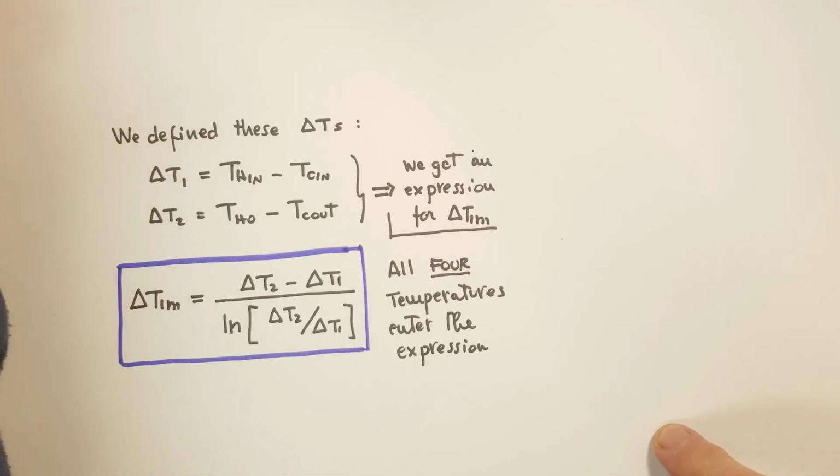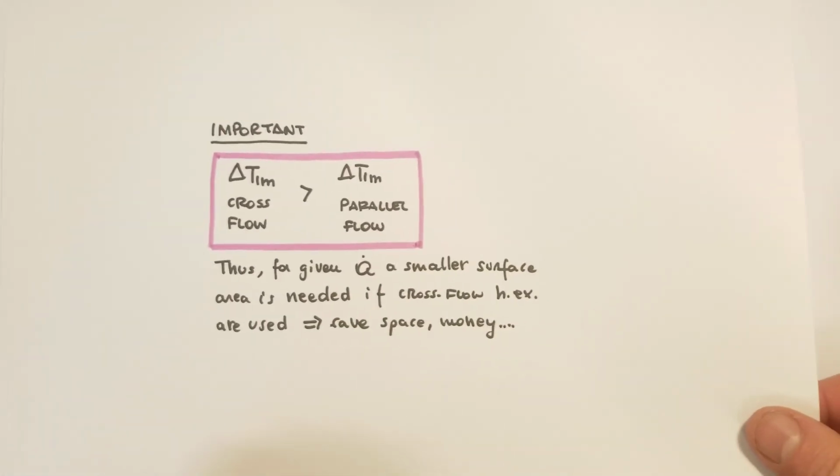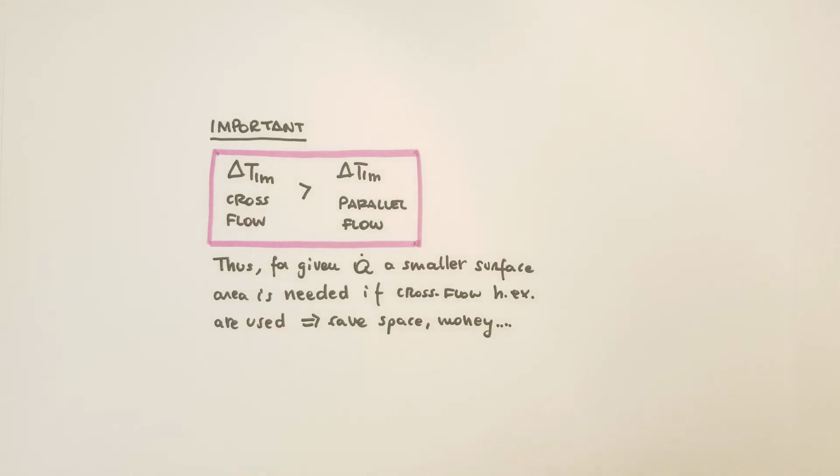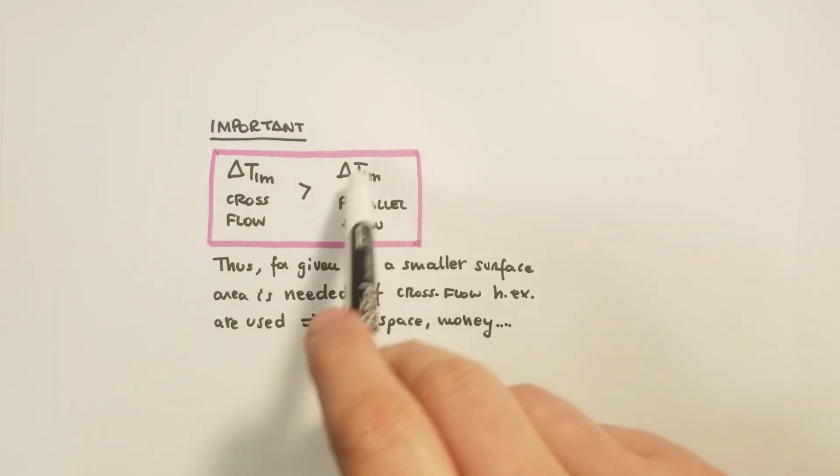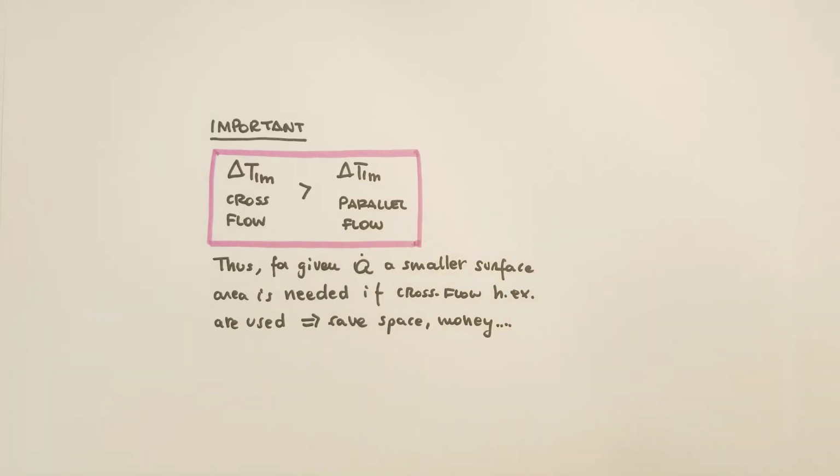What's important to remember in heat exchangers is that the delta TLM for a cross flow is always larger than the delta TLM for a parallel flow. So a cross flow is always larger than the parallel flow. Therefore, if you're given the Q that we need to exchange between the 2 fluids, it's a good idea to use a cross flow heat exchanger because a smaller surface will be required. And therefore, we can save space, money, and also energy.